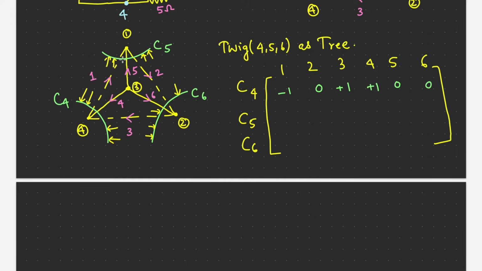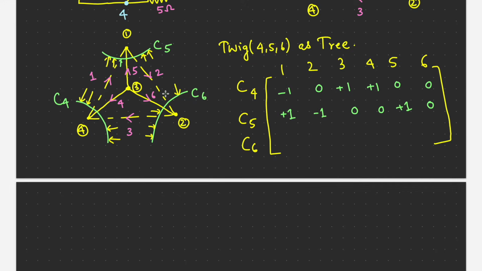Come to cut 5. Here we can see 5 is in the direction of this cut, so 1 will also be in the direction of the cut. So here you have +1 for 5 and 1 will also be +1. Then 2 will be -1. So 2 is -1, and the remaining branches are 0 because they are not connected to this cut. You can see 3, 4 and 6 are not connected to cut number 5.